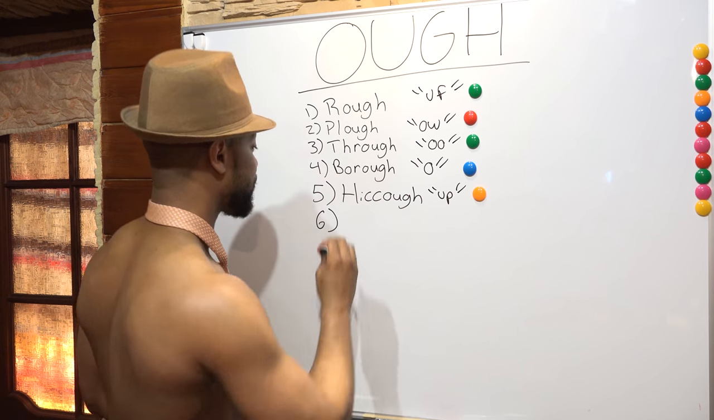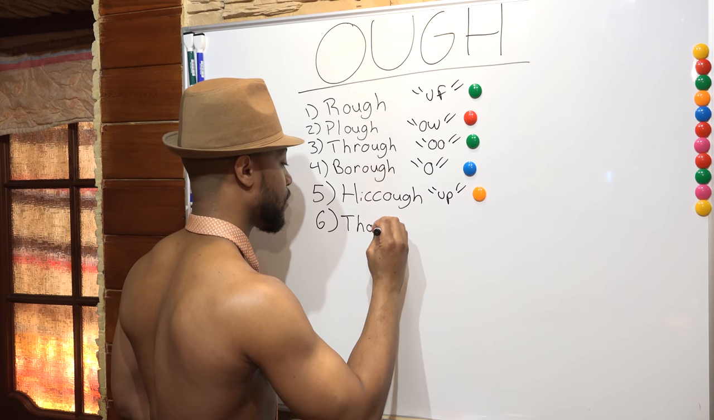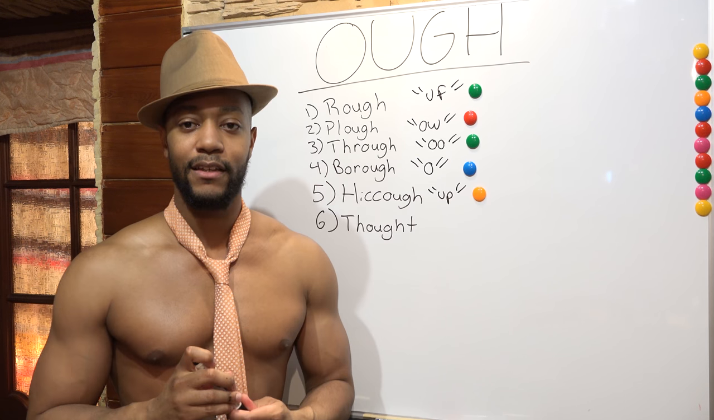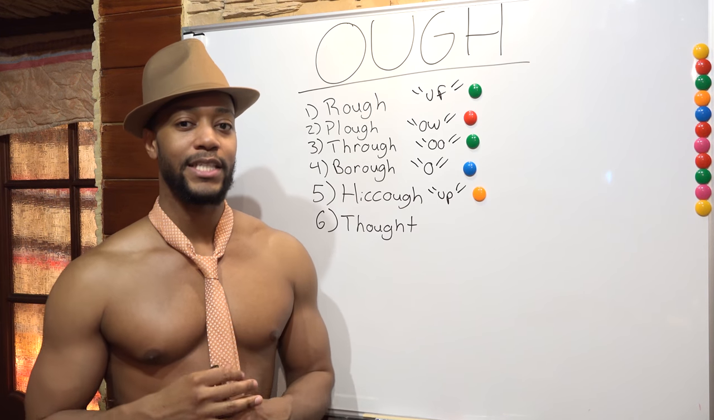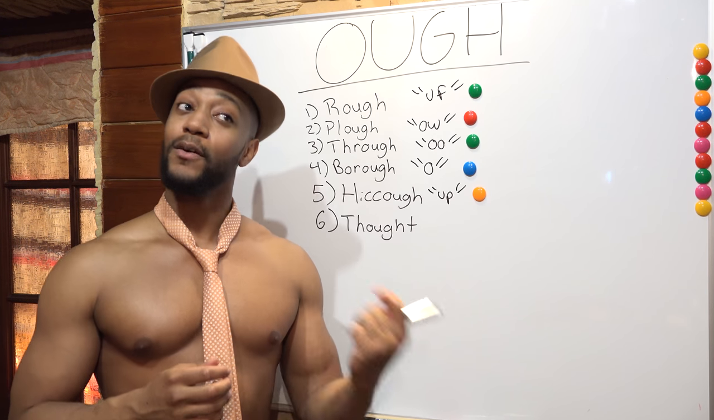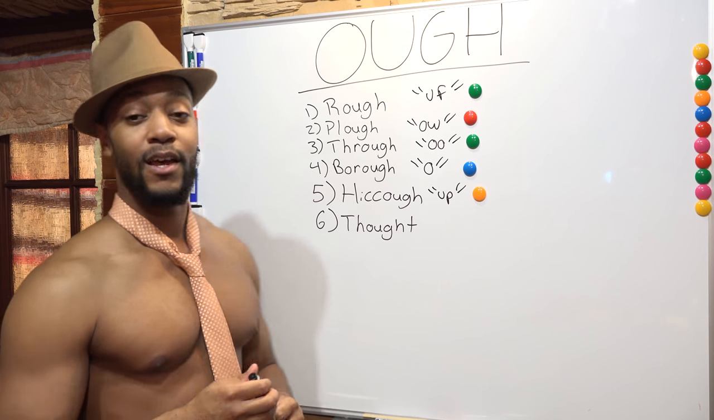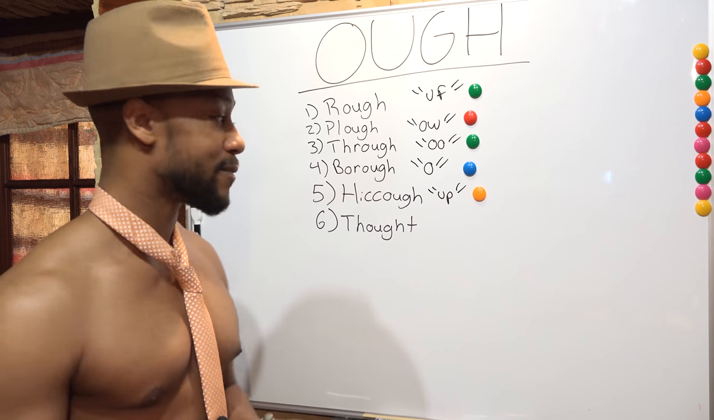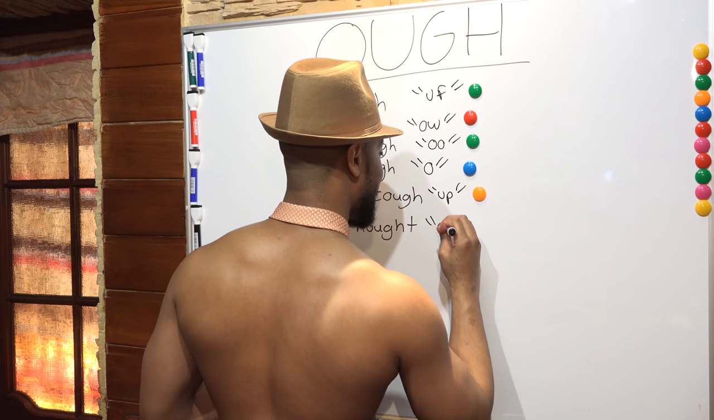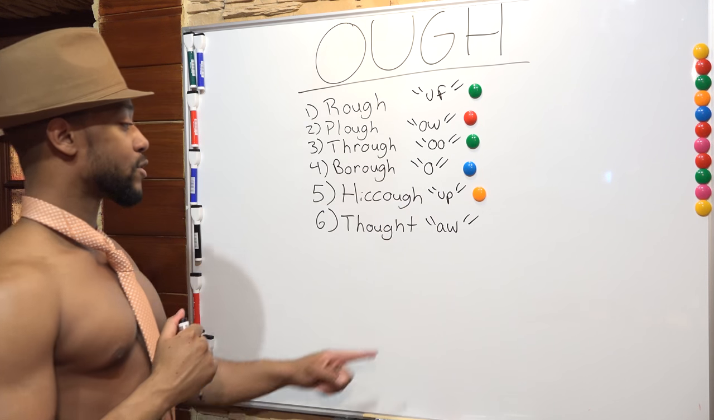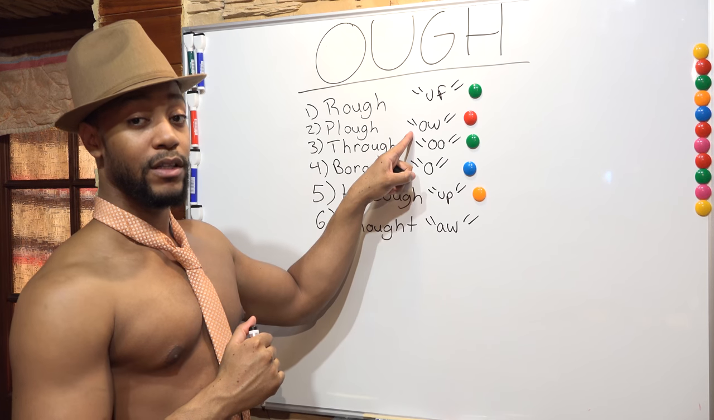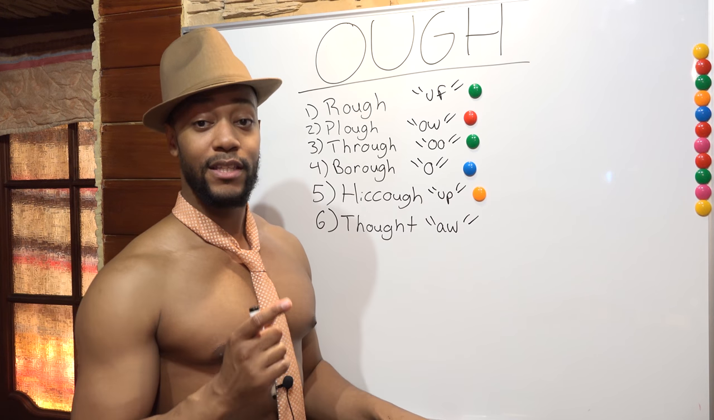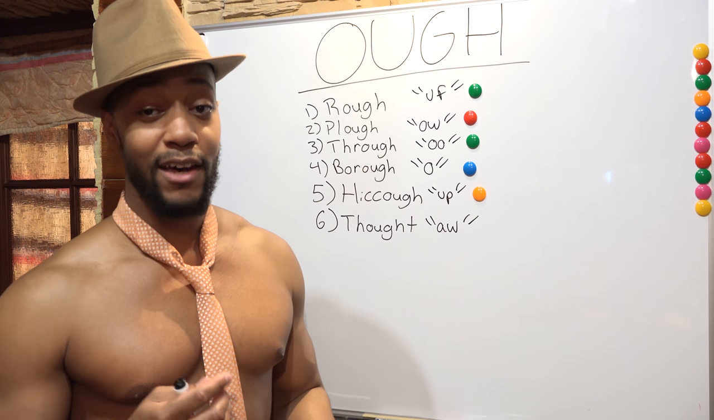And number six is a word that should be common. You guys should know this word. This is passive thinking. It's almost like saying, I was thinking about it, or I could say, I blank about it. What is this? Well, this is thought. And what sound is it making in thought? Well, in thought it is making the aw sound. So don't confuse aw with ow. They're different. Aw, ow. Plow, thought. They are different.